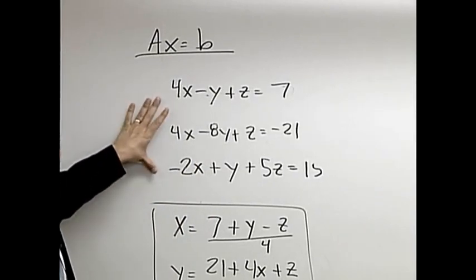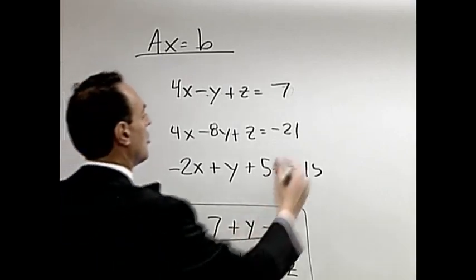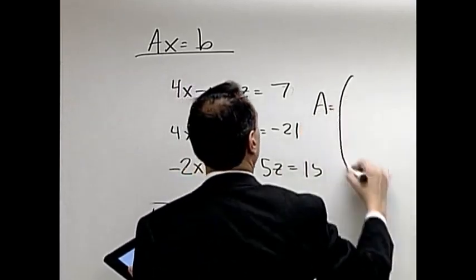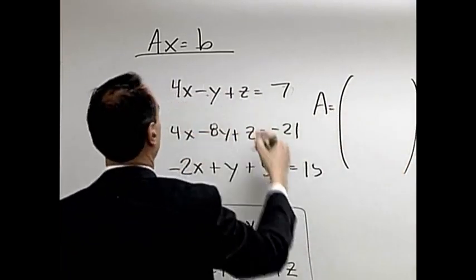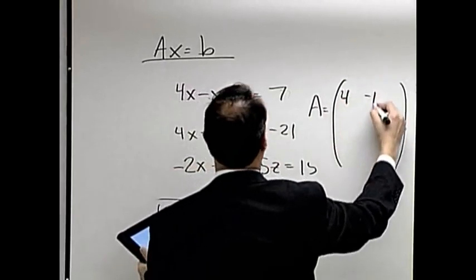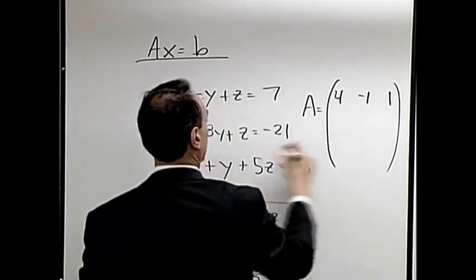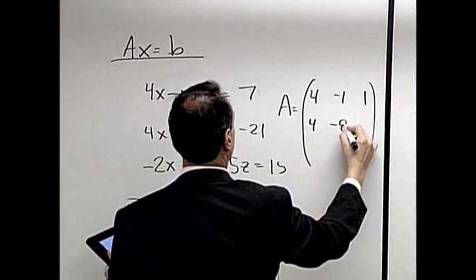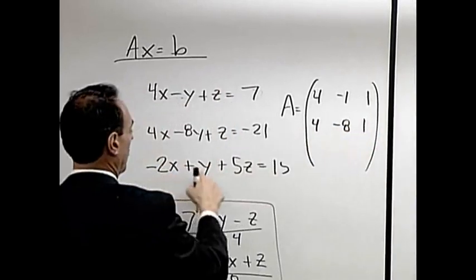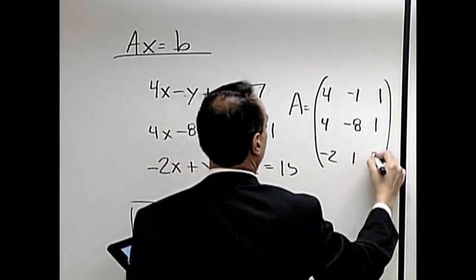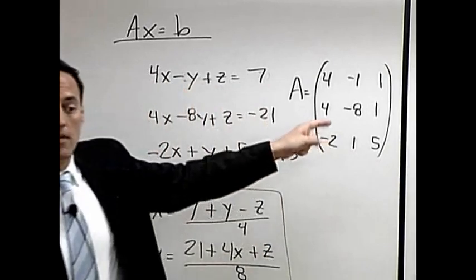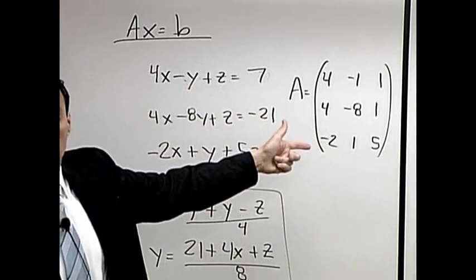So I'm going to go here, and when I think about this and writing these three equations as Ax equal to b, the matrix A associated with it looks like this. It is the coefficients of these things, so it's 4, negative 1, 1. Here it's 4, negative 8, 1, and then it's negative 2, 1, 5. And I ask the following question. If I write it this way, is that strictly diagonal dominant?